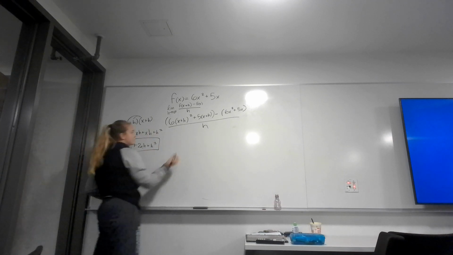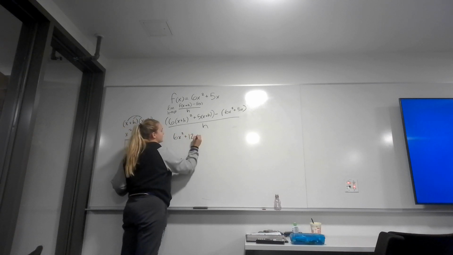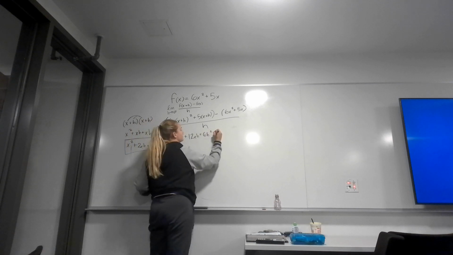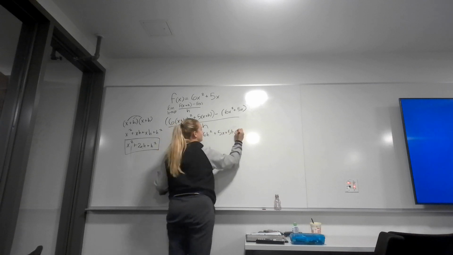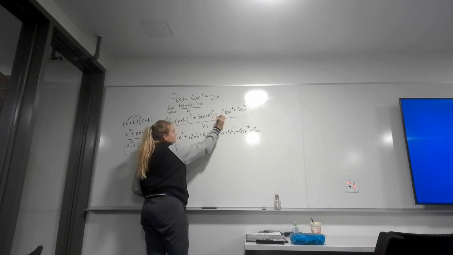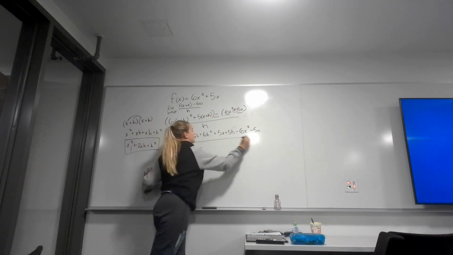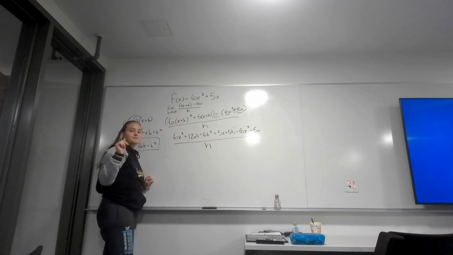So now we're going to distribute into the 6, and we're going to have 6x squared plus 12xh plus 6h squared, plus 5x plus 5h, minus 6x squared and minus 5x. Remember, this negative symbol here is going to be distributed into both of these. They're both going to become negative. Now we divide it all over h. And that looks giant, doesn't it? But we can make it a little bit smaller.